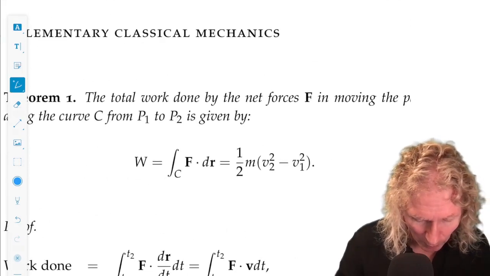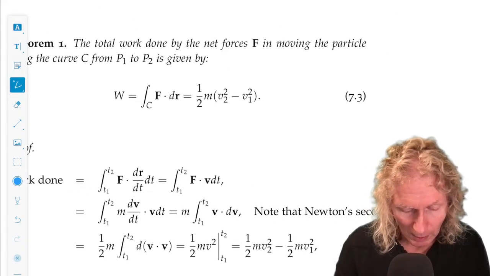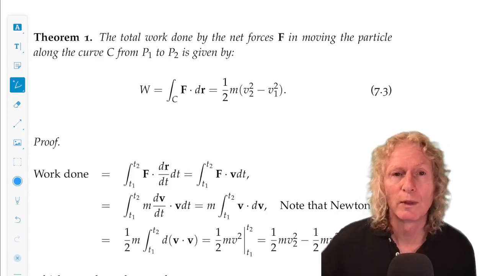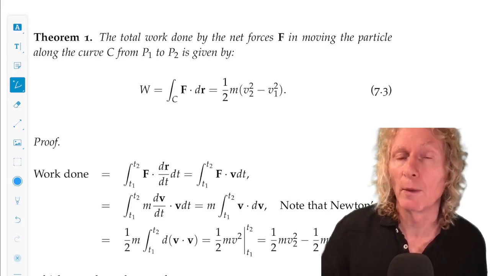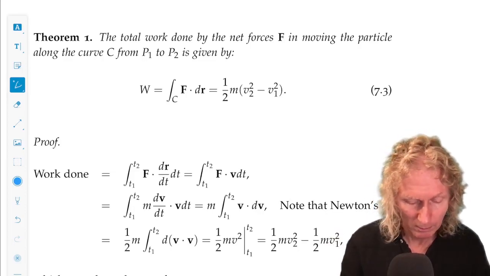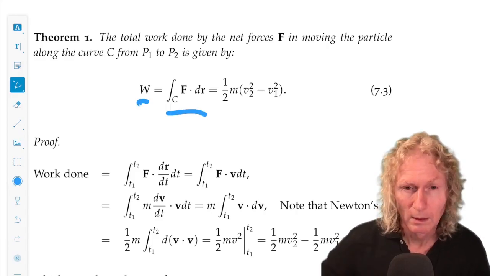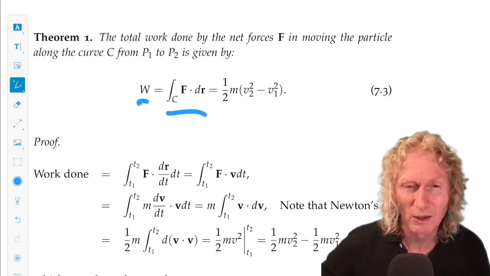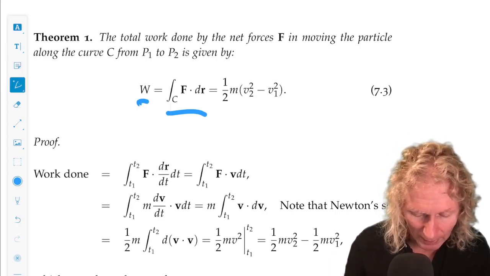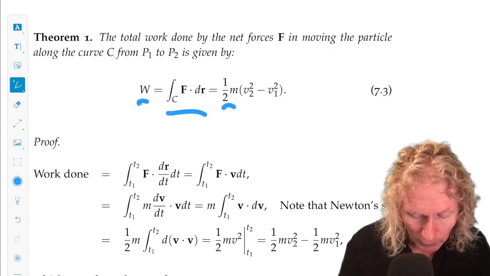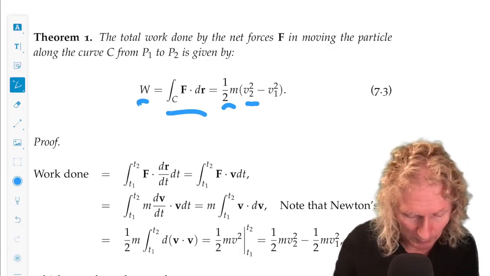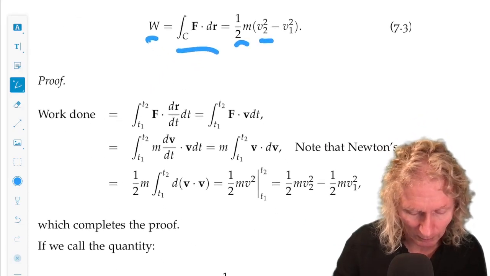All right, we're going to prove a theorem. The total work done by the net force F in moving the particle along the curve C from P1 to P2 is given by the integral of F dot dr along the path from P1 to P2, and the answer is 1/2 m times the magnitude of velocity 2 squared minus the magnitude of velocity 1 squared. All right, let's prove it, and then let's talk about what it means.